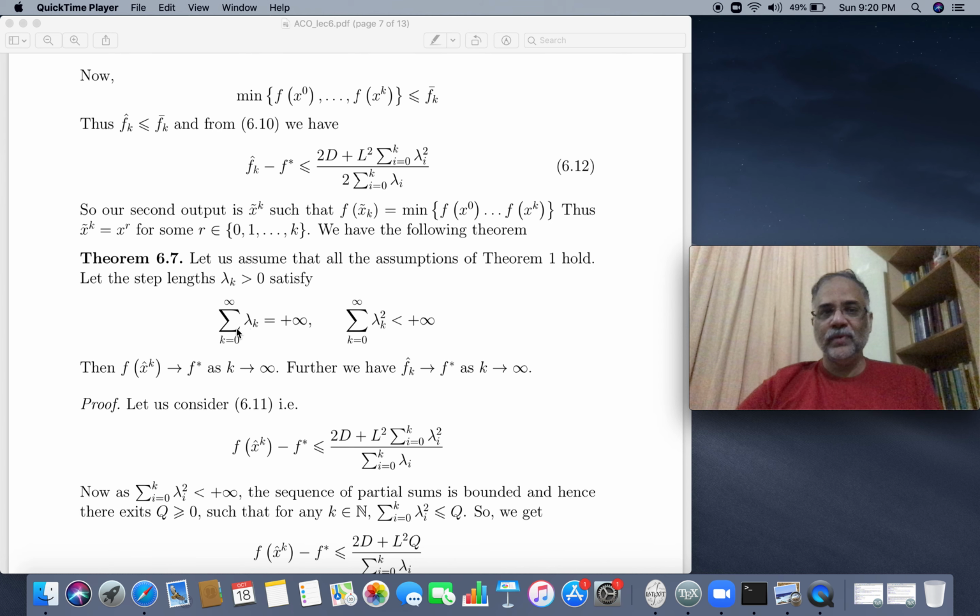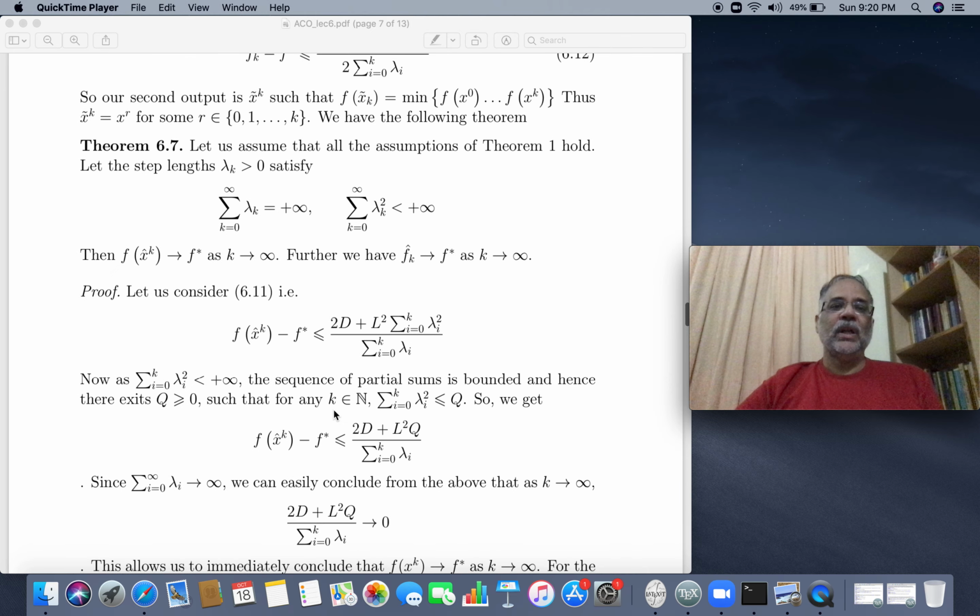The infinite sum is divergent and the square sum is convergent. So square summability is there, but summability is not there. And then we can prove that f of x hat k goes to f star. In fact, f hat k also goes to f star as k tends to infinity. Whatever be your output, it just goes to f star finally. So this is called the Robbins-Monro condition.